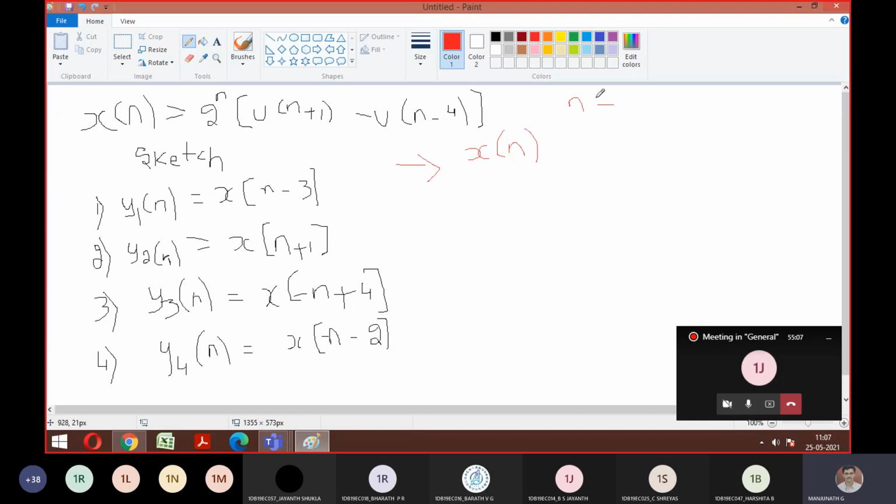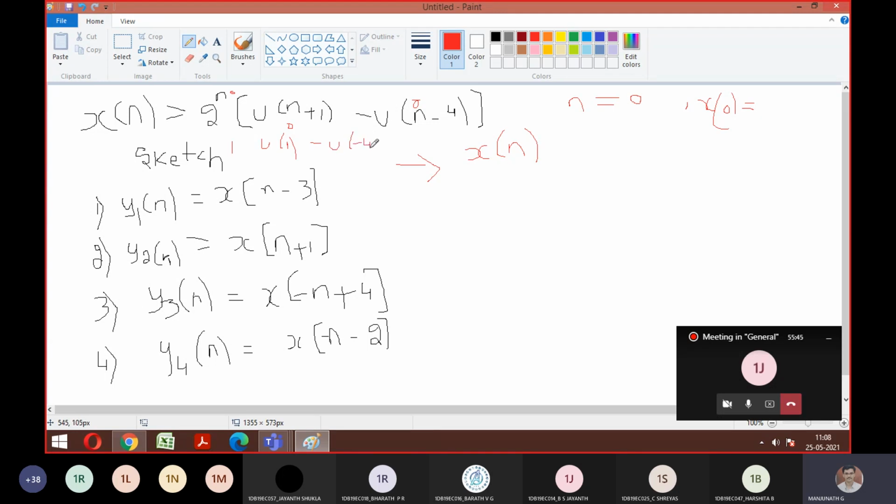Substitute here, so it's 2 power 0, nothing but 1. So u of 1 minus u of minus 4. What is the answer? What is x of n? What is x of 0 now? Substitute n is equal to 0 here and tell me what is the answer. 0 here, 0 here, and this is 2 power 0. So 2 power 0 is 1, and this is like u of 1 minus u of minus 4.